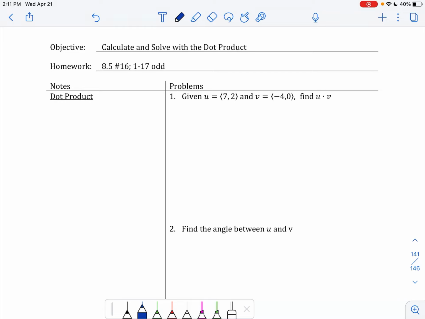Hello and welcome to your last set of notes in this unit before your test next week. We're going to do one more thing with vectors, and that's called the dot product.